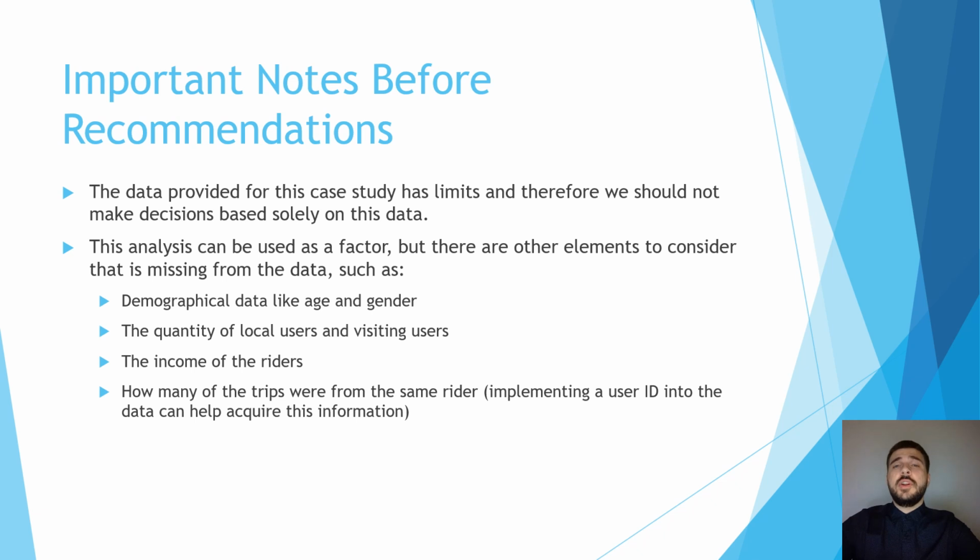Here are some important notes to consider before we move on to the recommendations for the stakeholders. The data provided for this case study has limits, and therefore we should not make decisions based solely on this data. This analysis can be used as a factor, but there are other elements to consider that are missing from the data, such as demographic data like age and gender, the quantity of local users and visiting users, the income of the riders, and how many of the trips were from the same rider. Implementing a user ID into the data can help acquire this information.